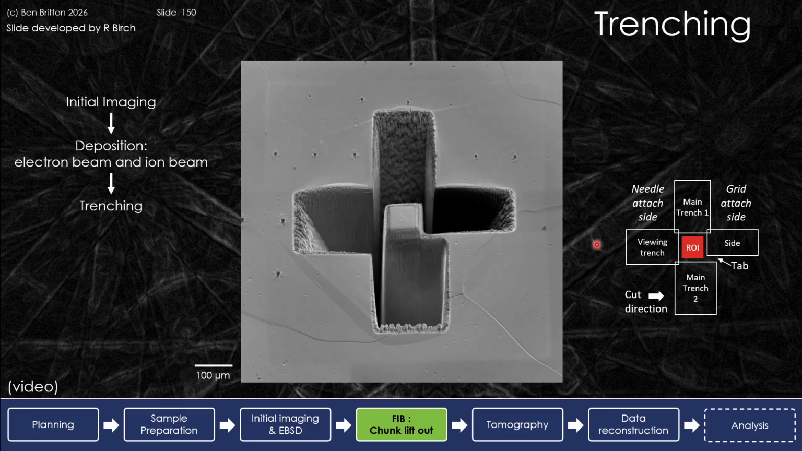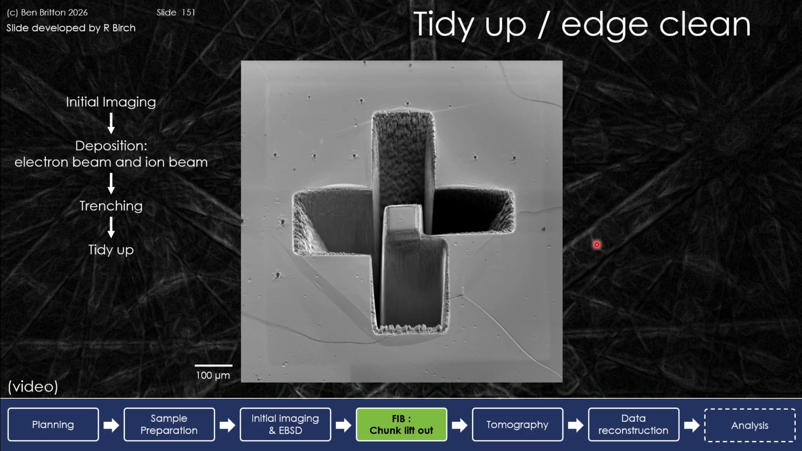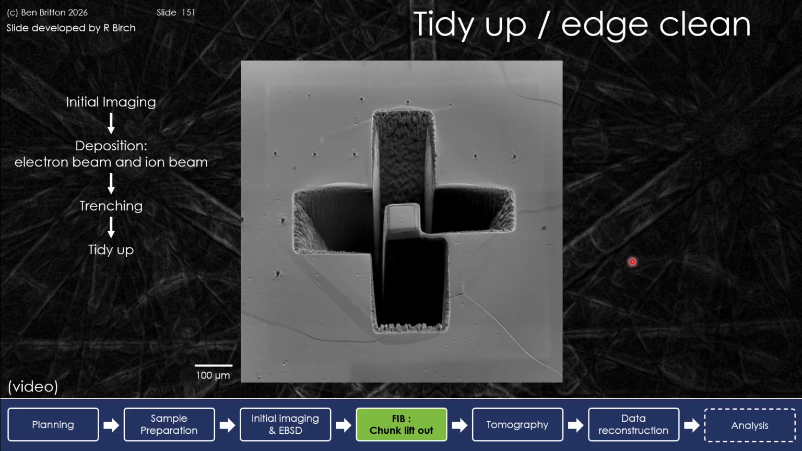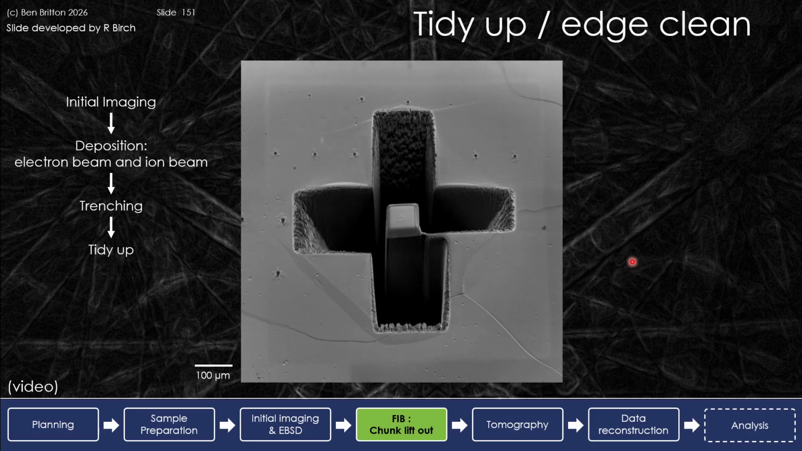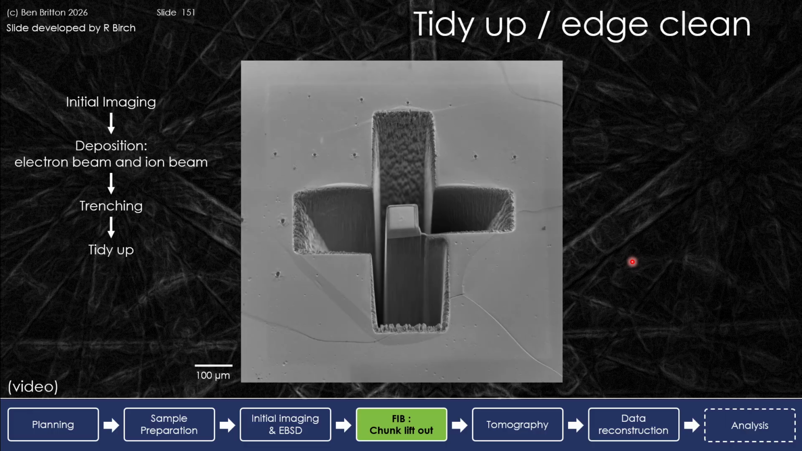Once we've done the trenching process, we can then do tidying up. So we're going to polish the side faces to enable us to remove the redeposition and clear up some of that artifact. So we can start to see that surface. This is effectively a lower current, which is the more important detail, and we now have a high aspect ratio to enable the redeposition to get out of the way.